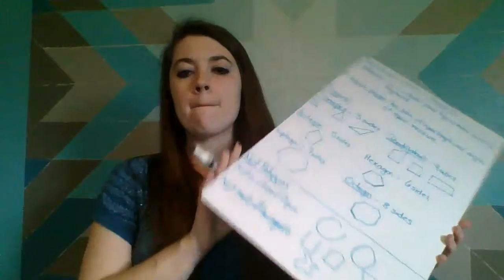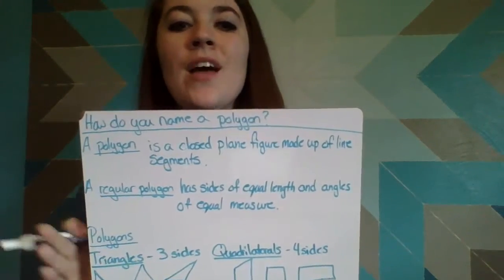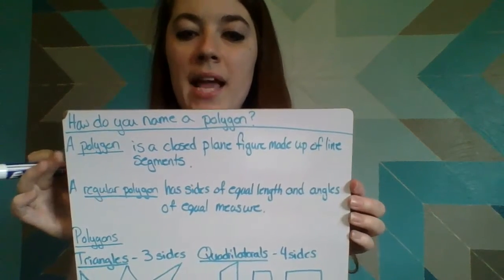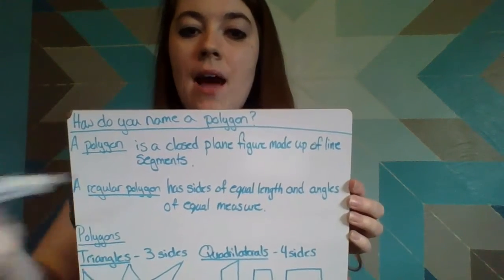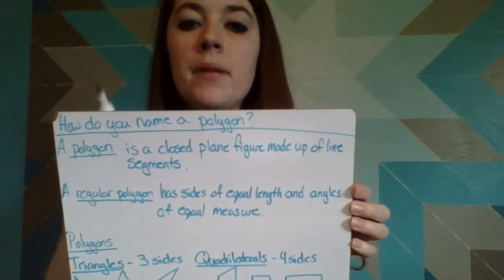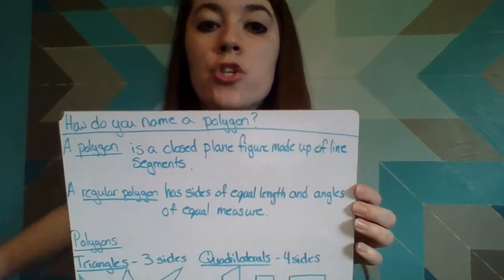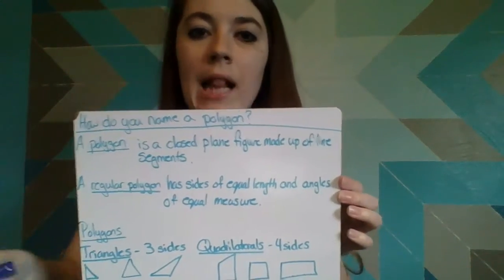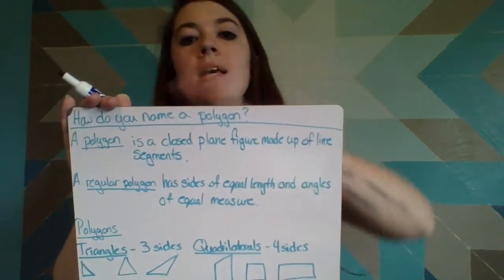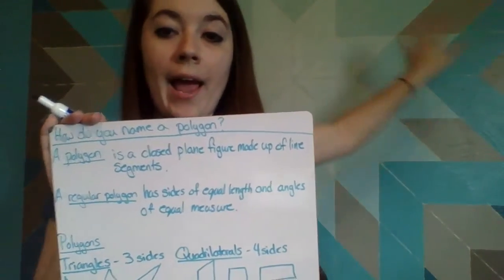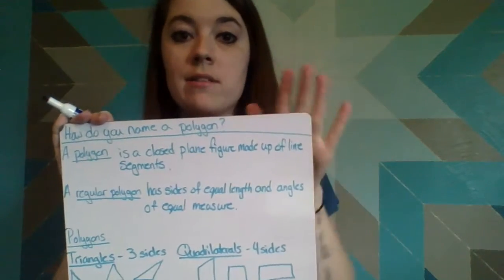So what we are looking at today is polygons. So how do you name a polygon? A polygon is a closed plane figure made up of line segments. Now, the plane that I'm saying is not the plane as in the ordinary kind, but plane as in a flat surface. So a wall, like this wall behind me, is a plane. The desk is a plane. All of these things are planes because they're a flat surface. And so polygons are a flat surface. So keep that in mind.